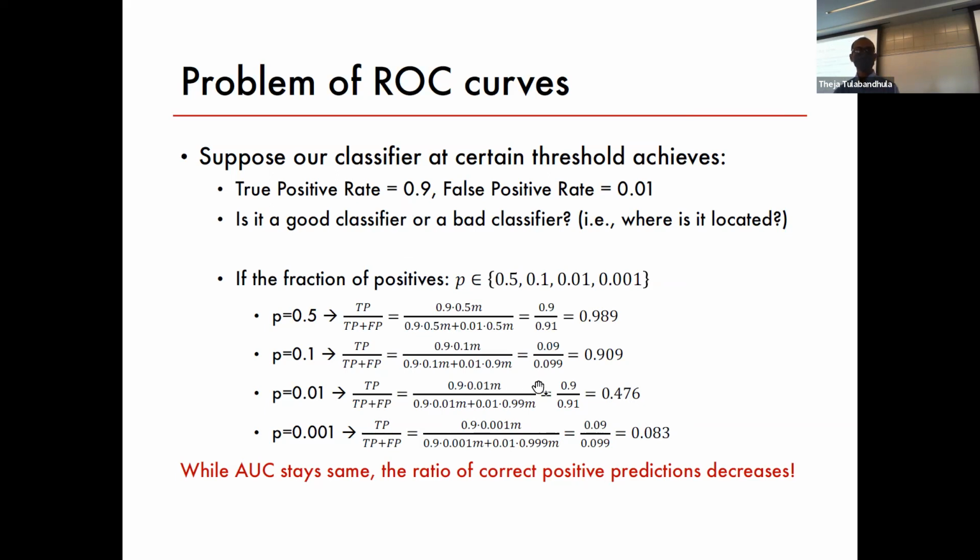But the point is that ROC curves are not providing a complete picture, because going from four numbers to two numbers is hiding something, is losing something. On the ROC curve, we would see good performance, with true positive rate and false positive rate, and AUC will be fixed, independent of the specific classifier. But the ratio of correct positive predictions decreases. Correct predictions are going down.